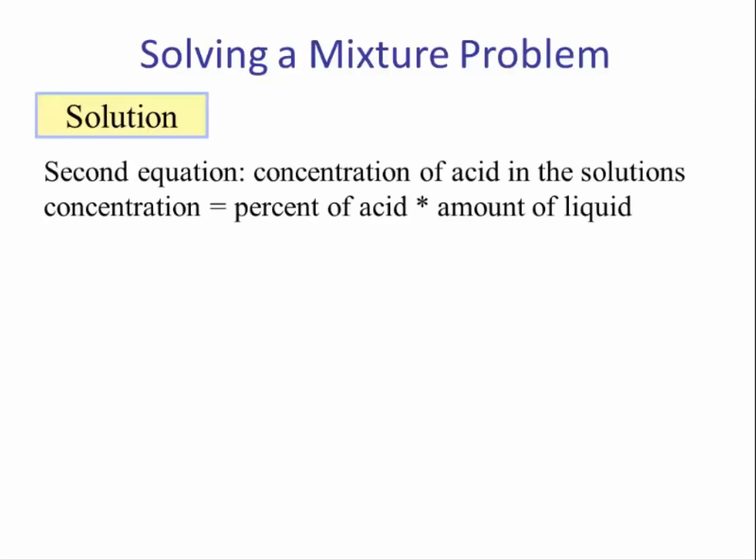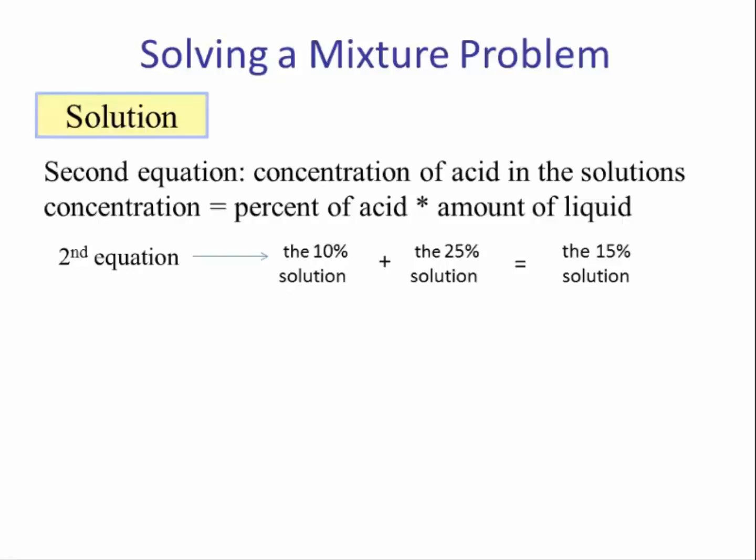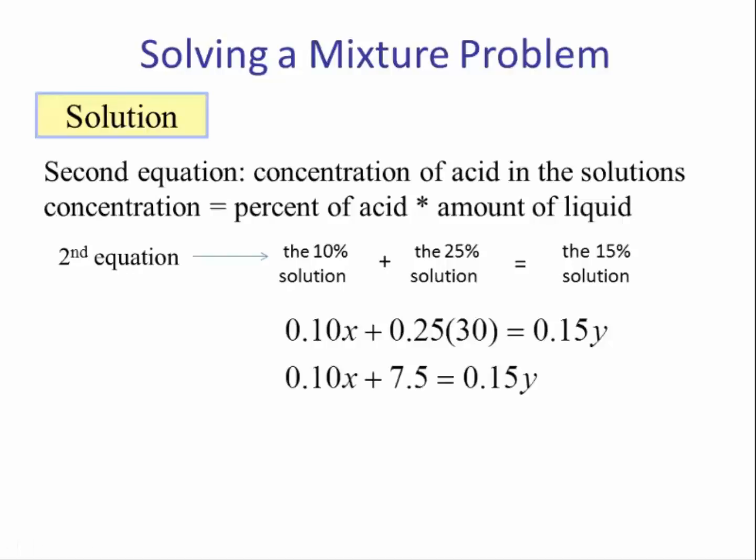So the concentration is equal to the percent of the acid times the amount of the liquid. For the 10% solution, we have 0.10 times x plus 0.25, 25%, times the amount of liquid, which is 30, equals 15% times the amount of liquid, which in this case is y. Simplifying, we now have 0.10x plus 7.5 equals 0.15y.